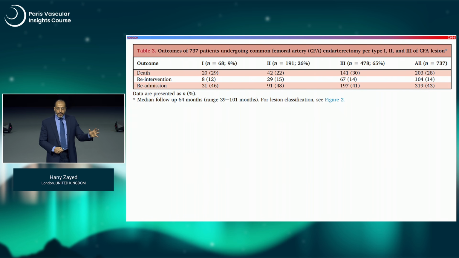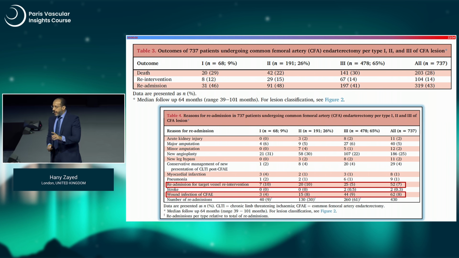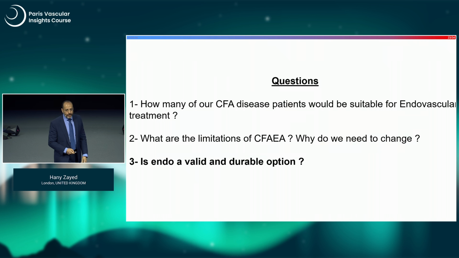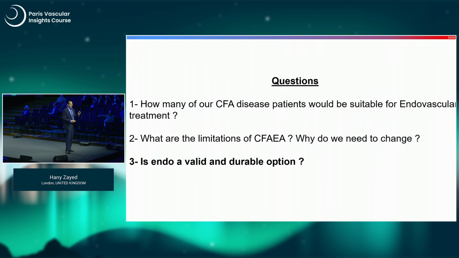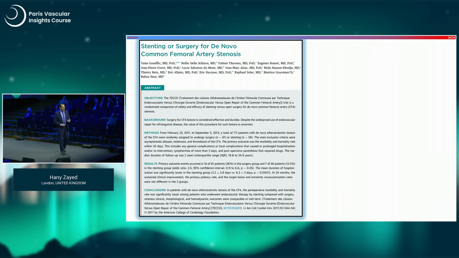And was that unique? Actually, this exactly was what we found as well in our CONFESS study. 8% of those patients had groin infection. So it's not a unique thing. You will have almost 1 in 10 who has groin infection after femoral endarterectomy. The last question, is endo a valid or durable option? And personally, I think this is where we as a vascular community are failing to prove. Despite the fact we like it, we love it, and we see the potential, but we fail to prove it.